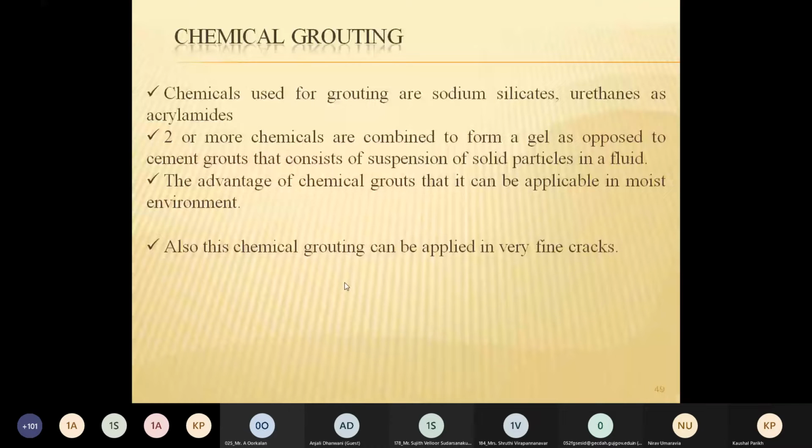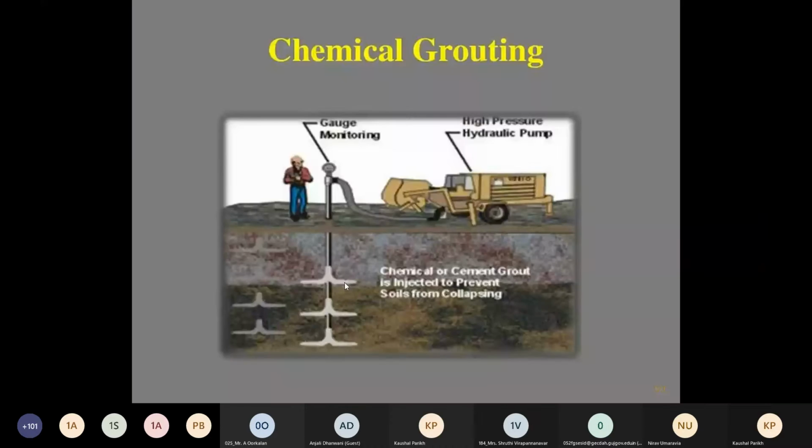Chemical grouting can be done using sodium silicates or urethanes as the elements. Two or more chemicals are also combined to form a gel, as opposed to cement grouts, which consist of a suspension of solid particles in fluid. The advantage of chemical grout is that it can be applied in a moist environment. Also, chemical grouting can be applied in very fine cracks. See the image here, showing the chemical grout being used.